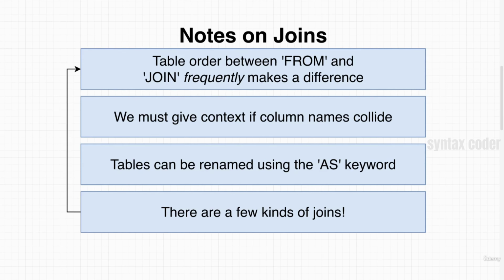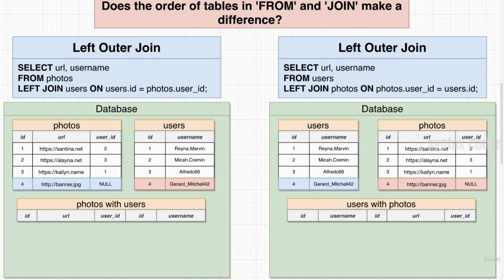A couple of videos ago, I showed you these notes, and I told you that the table order between from and join frequently makes a difference. So now that we understand these four different kinds of joins, let's really try to understand when changing the order of the from and join tables actually does or doesn't make a difference. All right, so here we go.